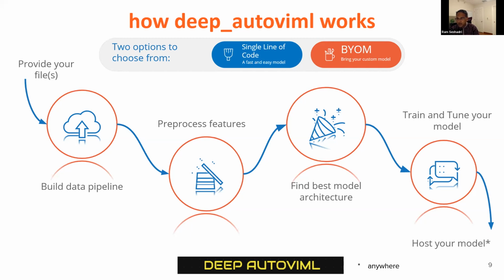Finally, it trains the model on your data, and it gives you the final model to be saved, and you can host your model anywhere. Basically, you can host it on Google Cloud, you can host it on AWS, you can host it on Azure, you can host it on a private or different provider. So anywhere on your local machine, anywhere you can host your model.